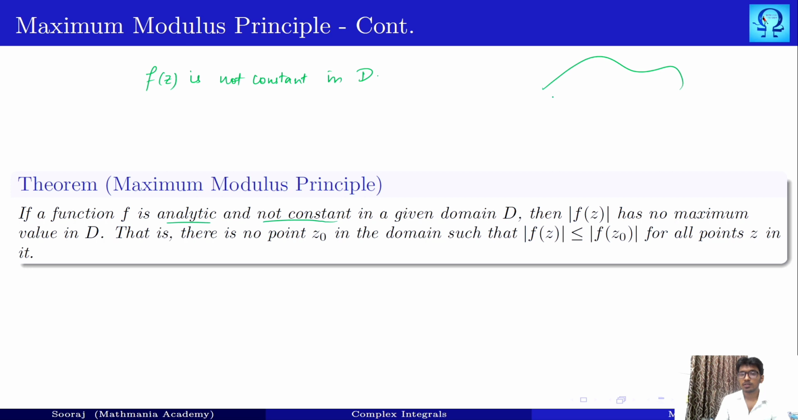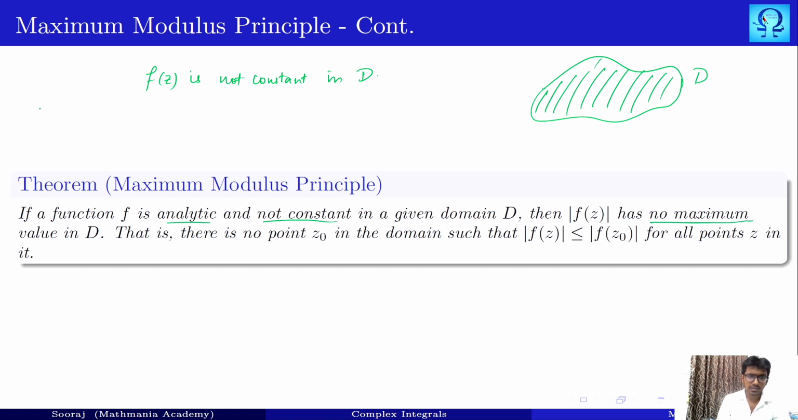So you don't know what your domain is. Suppose this is your domain; inside this domain we are talking about things. Inside this domain you can take any point, and if you substitute that in the given function f, you are going to get different values for different z. If this is the case, then absolute of f of z has no maximum in D. When we talk about in D, we are talking about the interior of D.